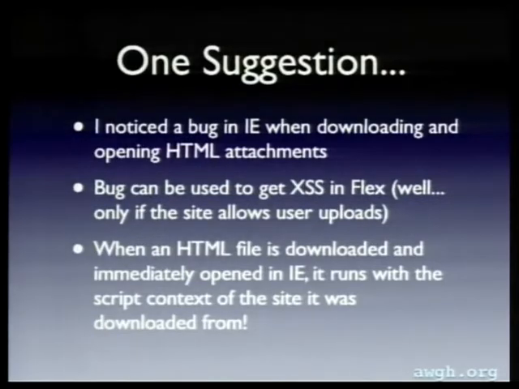It happens when downloading and opening HTML attachments only in Internet Explorer, so this only applies when the content disposition is set to attachment and it's an HTML file. That is, you're downloading an HTML file instead of opening it the way a browser normally does. So I'm going to talk about one bug for a couple minutes that would allow you to get a script injection in Flex, but only if it's maybe a group site or something that allows users to upload HTML files.